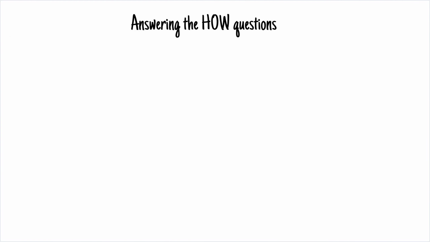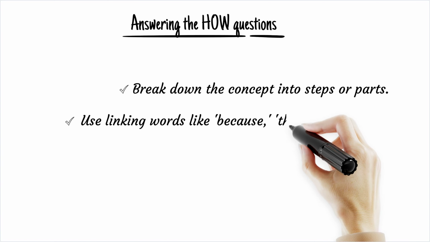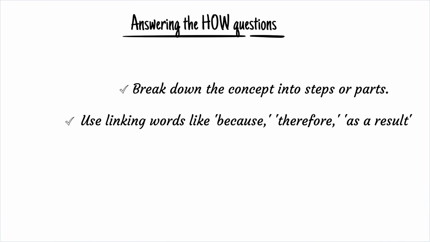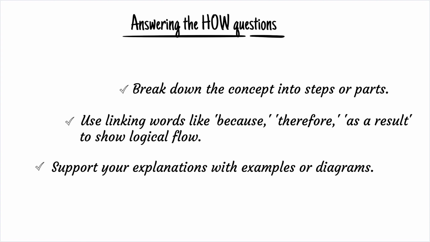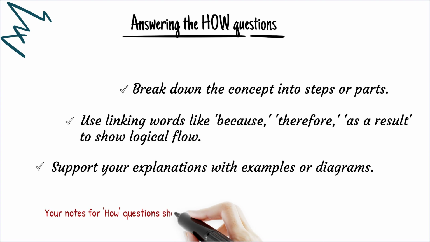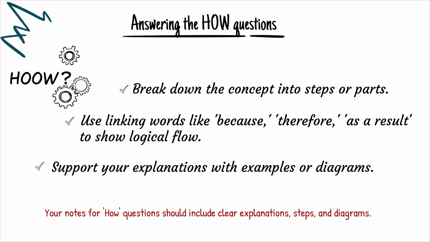To answer these effectively, you need to break down the concept into steps or parts. Use linking words like because, therefore, as a result, to show logical flow. Support your explanations with examples or diagrams. Your notes for how questions should include clear explanations, steps, and diagrams where possible. Think of this as laying out the process so that you can explain it later.